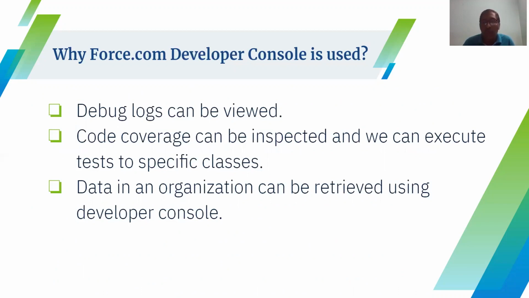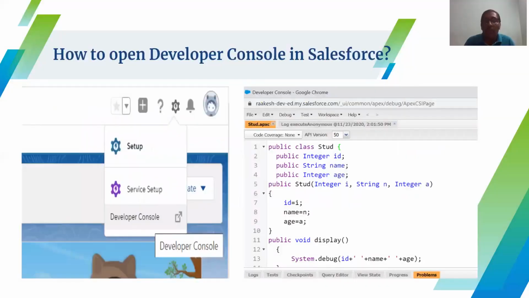Data in an organization can be reviewed using the developer console. So using this developer console, we can write the code, test the code, write the test classes for each and every class, and inspect the code coverage, which should not go below 75%. Got it? So these things we can identify, view, and test using the force.com developer console. That is why we go for a developer console.